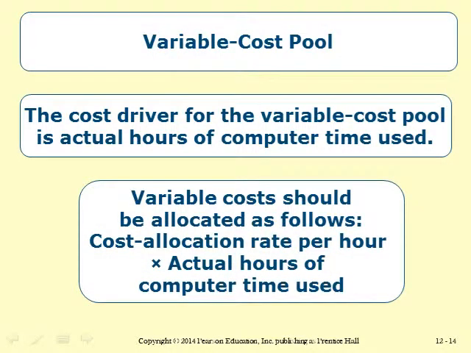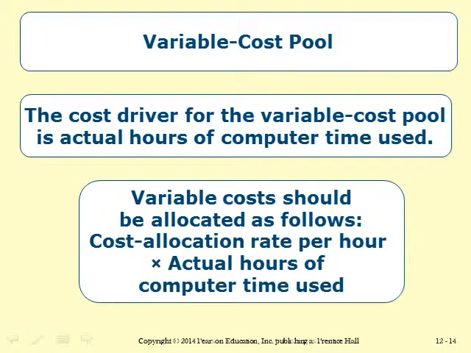So costs in the variable cost pool include energy, operator labor cost, and materials. The cost allocation base for the variable cost pool should be a measure of activity within the departments that causes the variable cost. That is the cost driver of the variable cost. In our university example, there's only one such cost driver, actual hours of computer time used. So we'll put all variable costs into one cost pool.